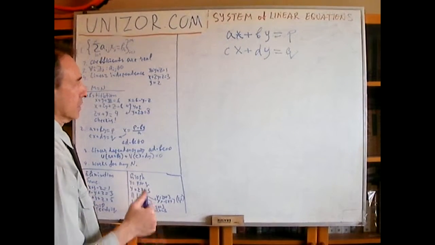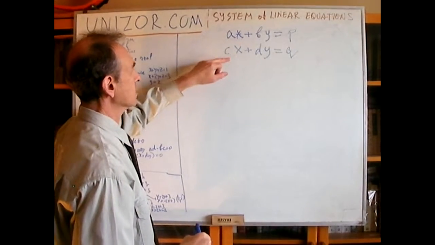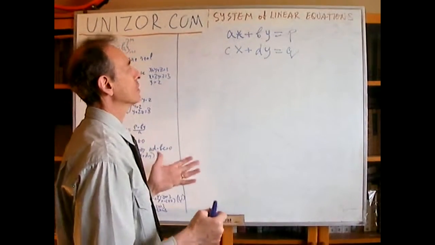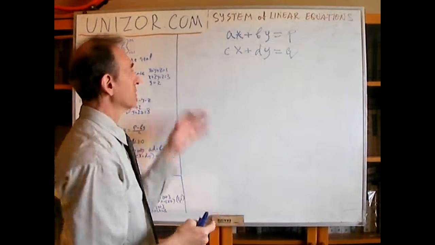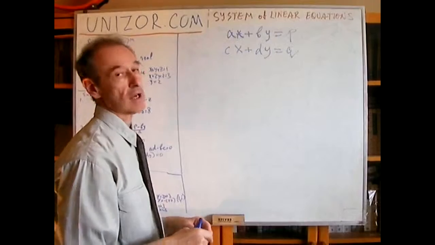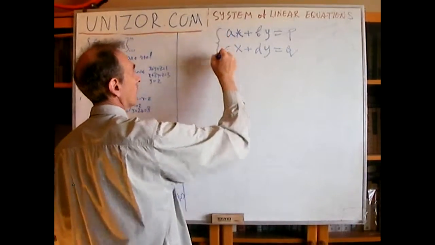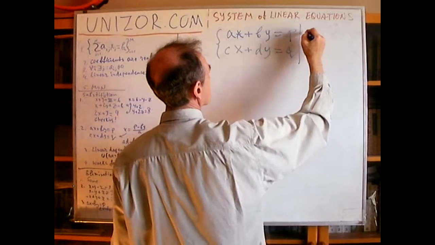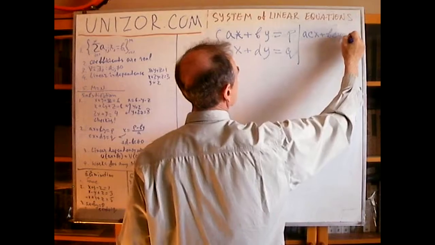Now, how can I do it? Well, look, this is a times x, this is c times x. So what we can do is multiply the first one by c, the second one by a, and we will have exactly the same coefficient at x, which means we can then subtract, right? So instead of this, we will get this: acx plus bcy is equal to pc.